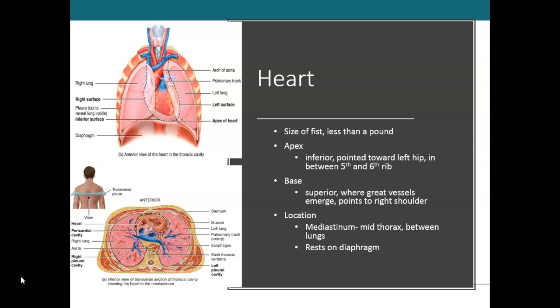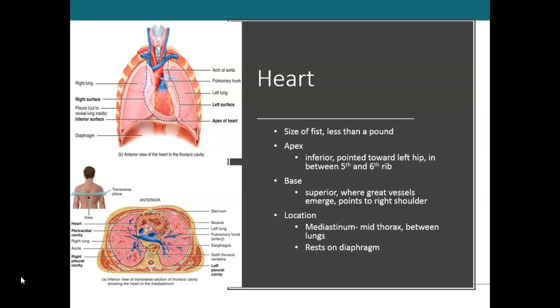So it's about 12 centimeters long, or 5 inches, and about 9 centimeters or 3.5 inches wide at its broadest point. About 6 centimeters or 2.5 inches thick, with an average mass of about 250 grams or 8 ounces in adult females, and about 300 grams or 10 ounces in adult males.